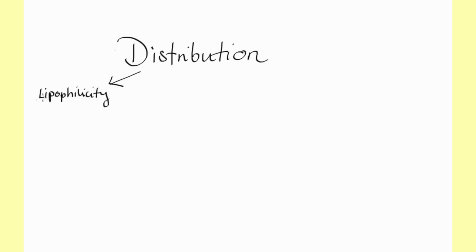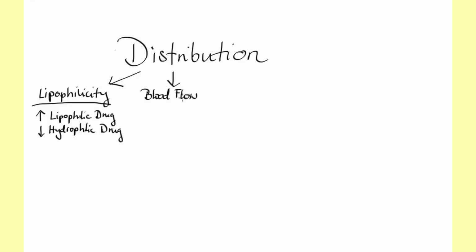Once a drug gets absorbed, it then gets distributed from circulation to the tissues. The distribution process is dependent on a few different factors, such as lipophilicity, so a highly lipophilic drug will dissolve through the cell membrane much more easily than a hydrophilic drug. Next we have blood flow. Some organs such as the brain receive more blood flow than, for example, skin. So if a drug can pass through the blood-brain barrier, it will accumulate much faster in the brain as opposed to in the skin. Next we have capillary permeability.